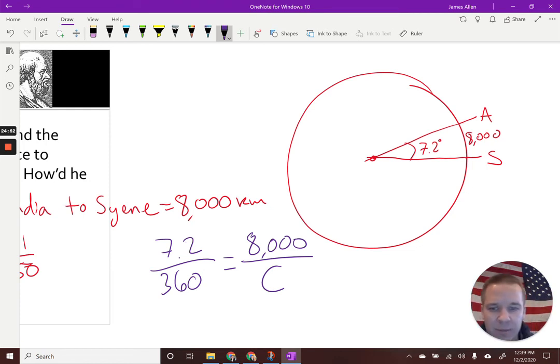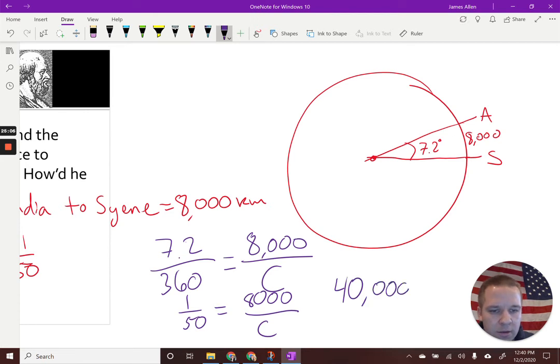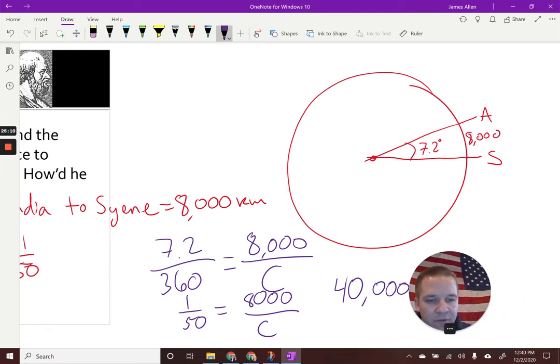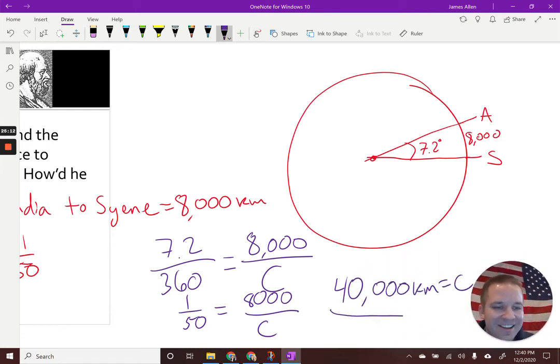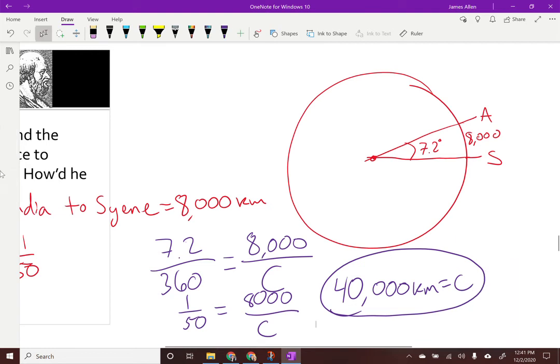So he did a little bit of cross multiplication. We know that that reduces to 1/50th. We already did that. And then 8,000 multiplied by 50, that's going to be 40,000 kilometers, which is equal to the circumference of the Earth.